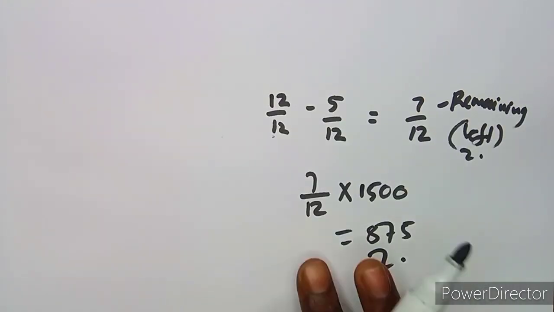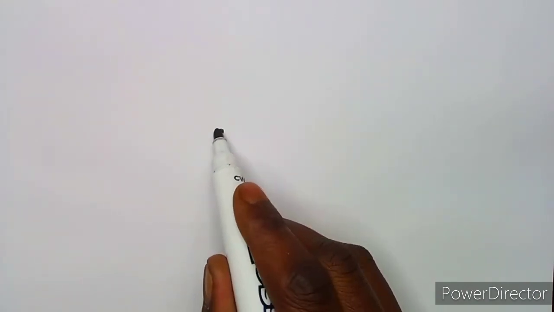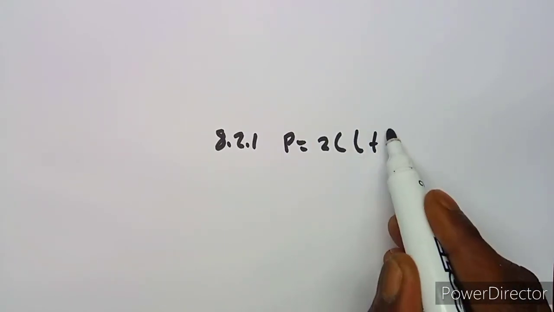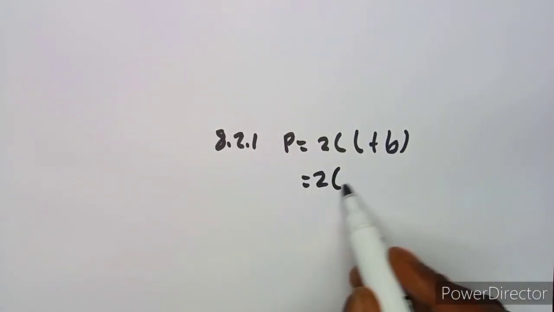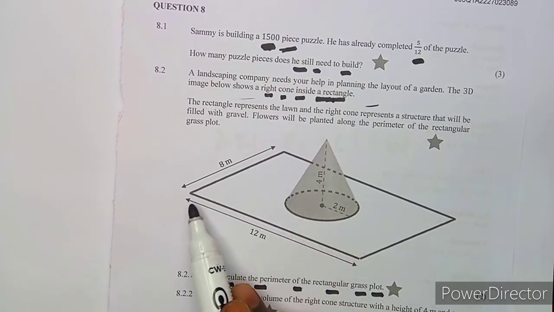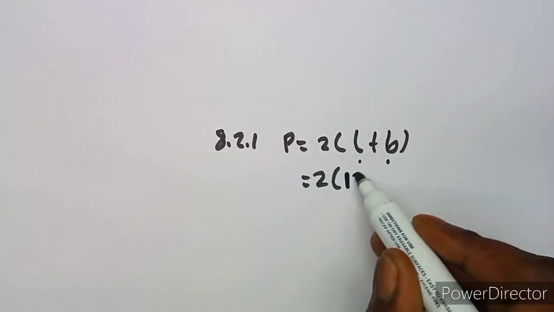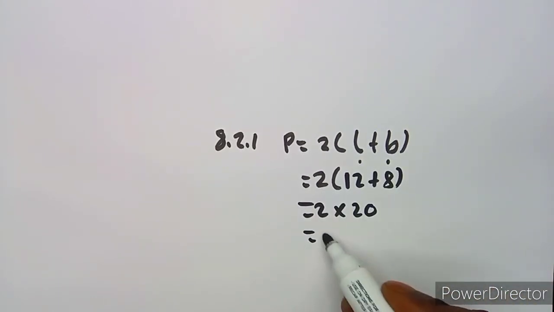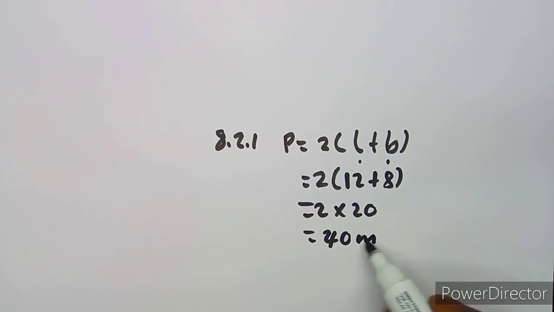So if you have forgotten this, then you can just use your formula sheet, which is 8.21. Perimeter is 2 into length plus breadth. Our length, the longer side, is 12, and here it's 8. So it's 2 into 12 plus 8, and 12 plus 8 is 20, which is going to give us 40 meters. So it's perimeter, no square units. There's no square unit there.